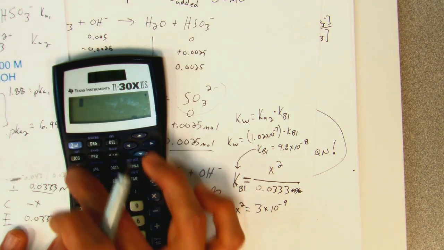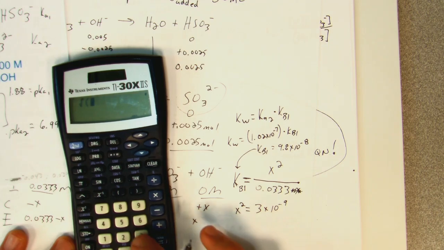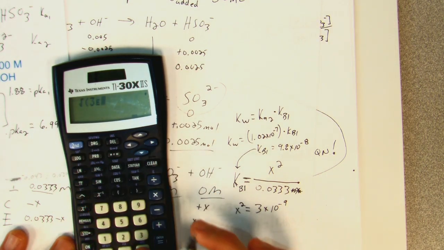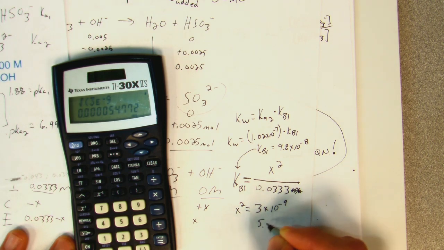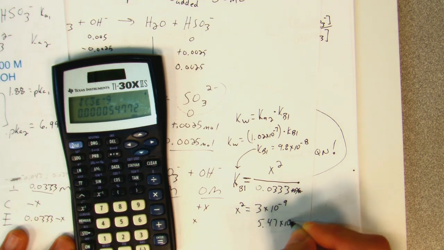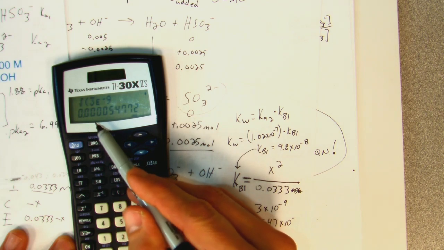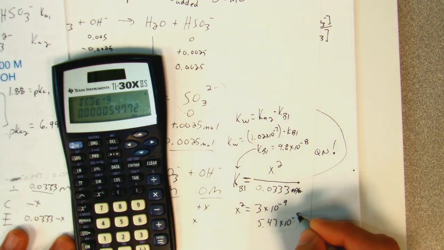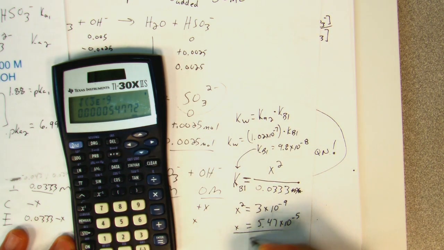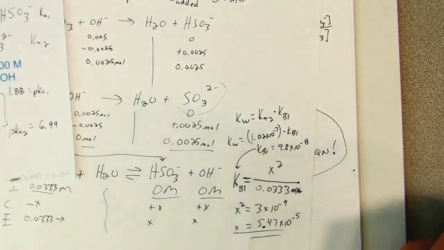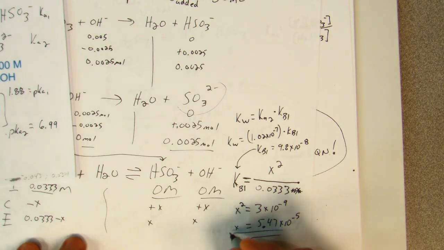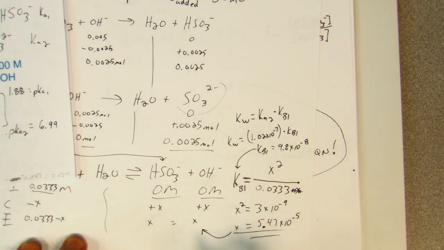So now I'm going to have to take the square root of that, 3e to the minus 9, and I get 5.47 times 10 to the minus 5, which is equal to x. And what does that x correspond to? Did a lot of math work here, right? But got to make sense of it all now. It looks like it equals the concentration of this and also the concentration of OH.